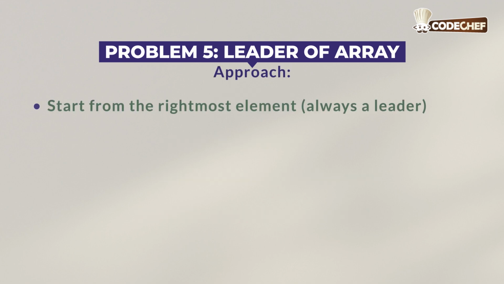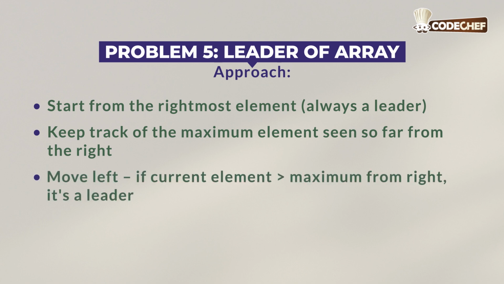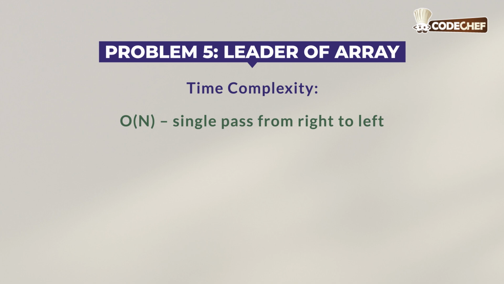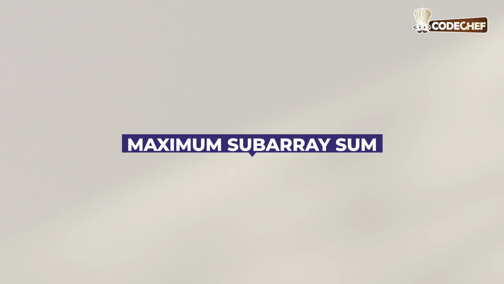We start from the rightmost element, always a leader, and we keep track of the maximum element seen so far from the right. So we move left. If the current element is greater than the maximum from the right, it's a leader, and we update the maximum as we go. The time complexity is a single pass from right to left. We have to remember that going right to left lets us track the maximum of all elements to the right in one pass.